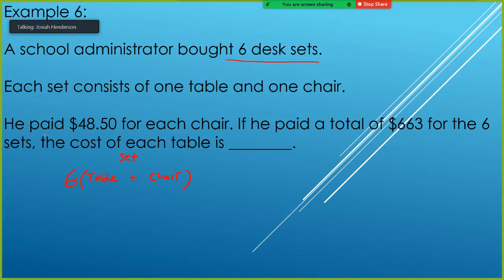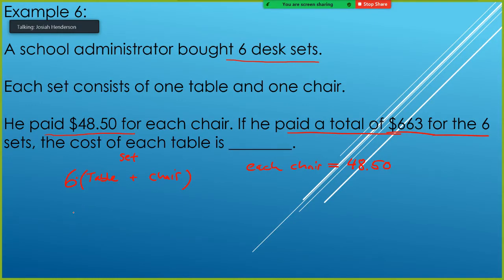Okay, then it says he paid $48.50 for each chair. Each chair equals $48.50. If he paid a total of $663 for the 6 sets, what is the cost of each table? So 6 times the table and chair sets is equal to $663. It didn't say that outright, but it is implying it. He paid a total of $663 for his 6 sets.